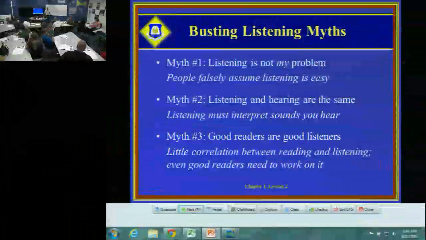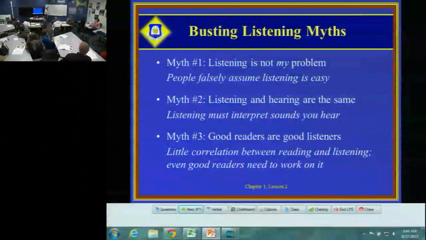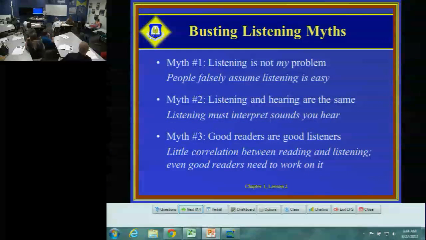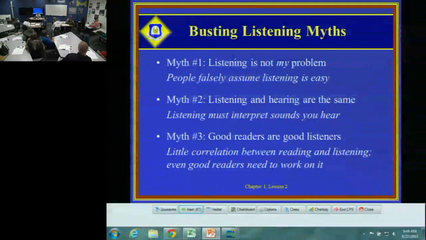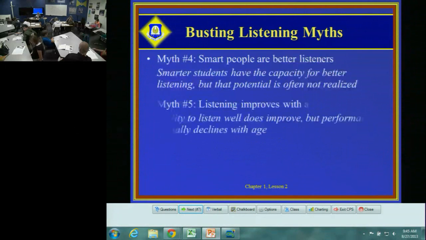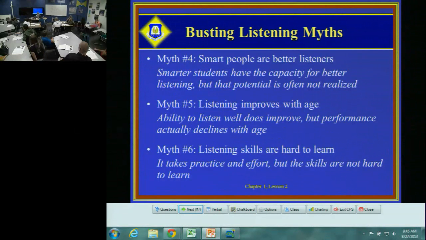So, thinking about the myths of listening, there's a myth that it's not my problem. All you guys are perfect, right? You're perfect listeners, no big deal. You can hear perfectly well. When I was a kid and they were figuring out the psychology of a lot of this stuff, they had an idea that smart people are better listeners. And that listening improves with age. Does listening improve with age? All us old, white-haired people are much better listeners, right? Sure.